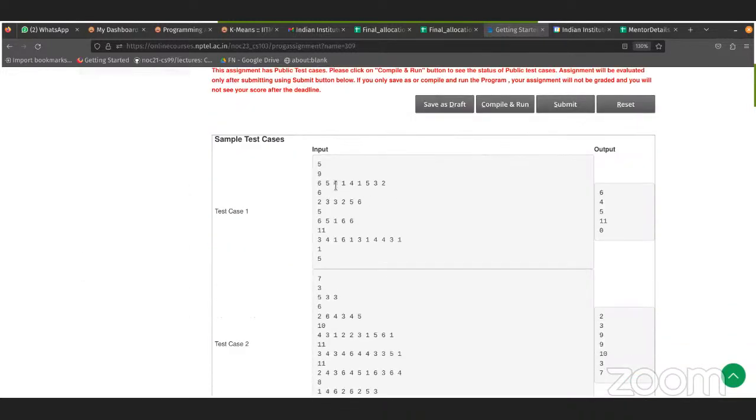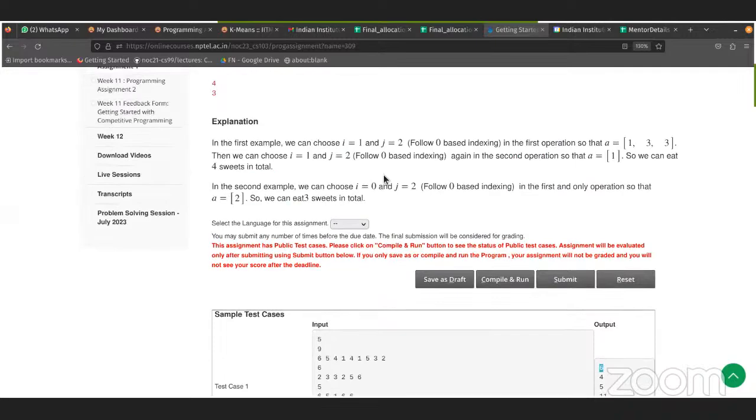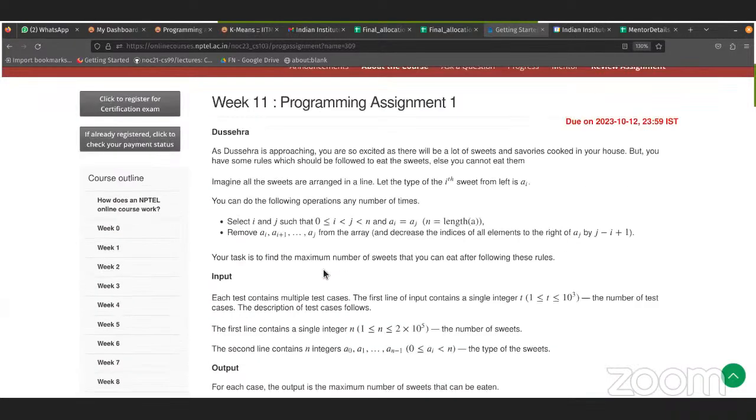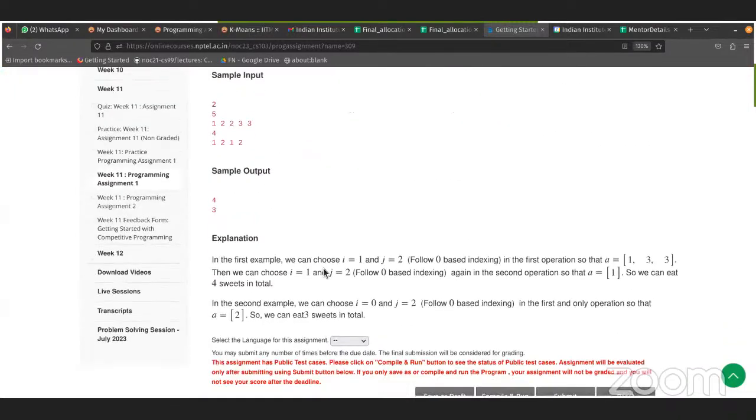You can check with these test cases too. I can say have this 5 and 5 and I can remove all these. So it will be like 1, 2, 3, 4, and 5, 6. So that's the answer here: 6 is the maximum number of sweets I can eat. This is also a dynamic programming problem. You can think of any good solution to solve this.